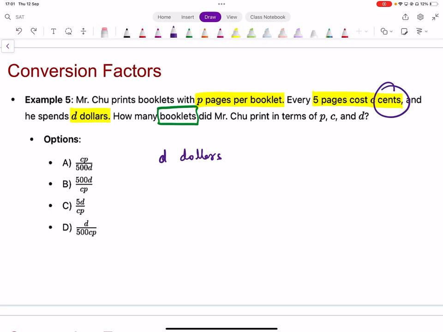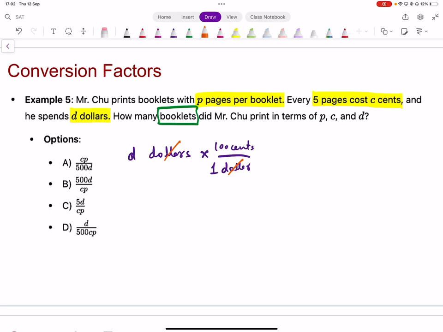Do we know the conversion ratio between cents and dollars? 1 to 100 or 100 to 1. We need to cancel out dollars, so dollars should be in the denominator. That means $1 to 100 cents. So this will convert to cents because dollar and dollar get cancelled. Is that okay? Now we want to cancel out cents as well.